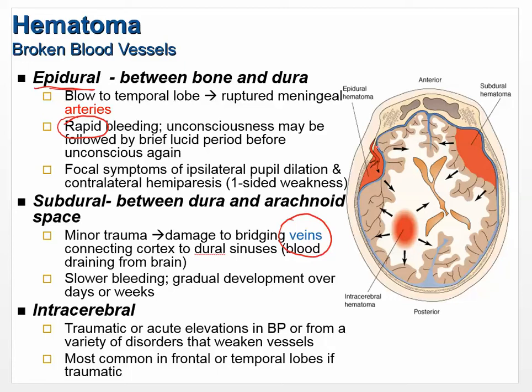Now, I think we can kind of imagine that. If you have arterial blood, it's going to build up pretty quickly. Venous blood is draining, it's under lower pressure, and so it's going to bleed more slowly. And what happens is that you have damage that can build up over time.